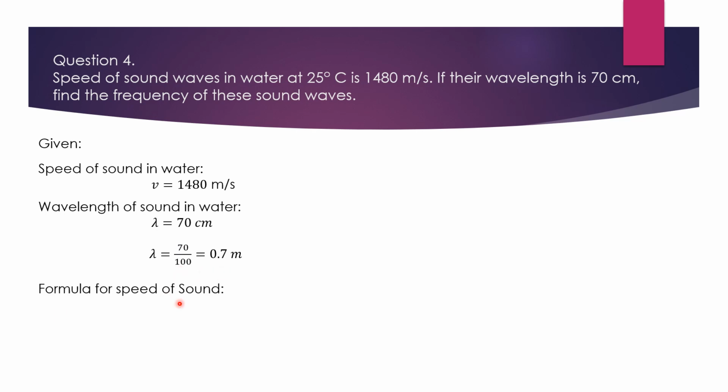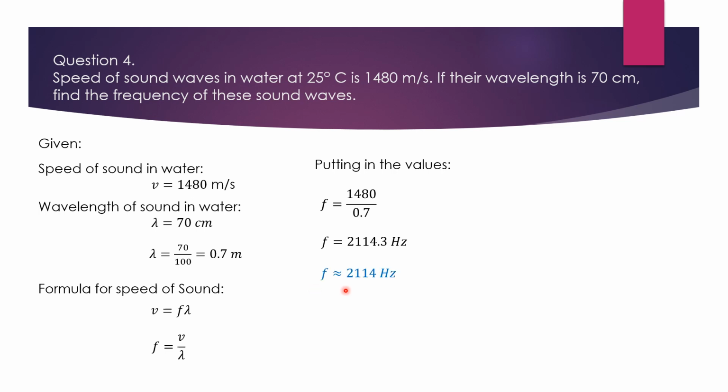So formula for the speed of sound is V is equal to F lambda, or making F the subject becomes F is equal to V over lambda. Now putting the values in the formula, F is equal to 1480 divided by 0.7, making the calculation results in F is equal to 2114.3 Hertz, or approximately 2114 Hertz.